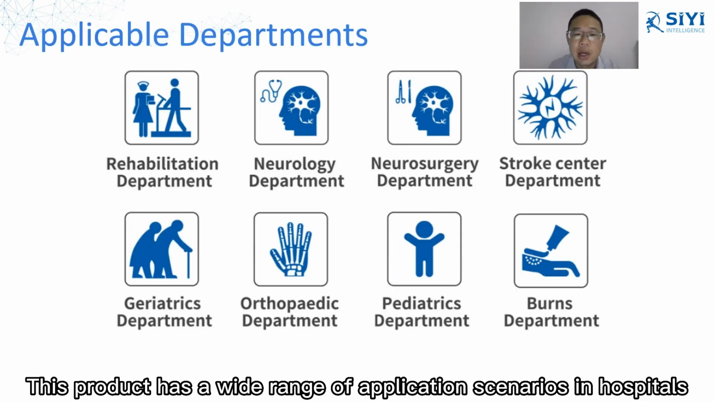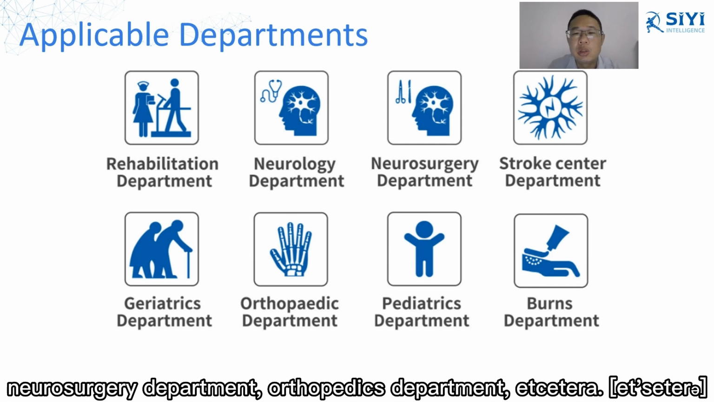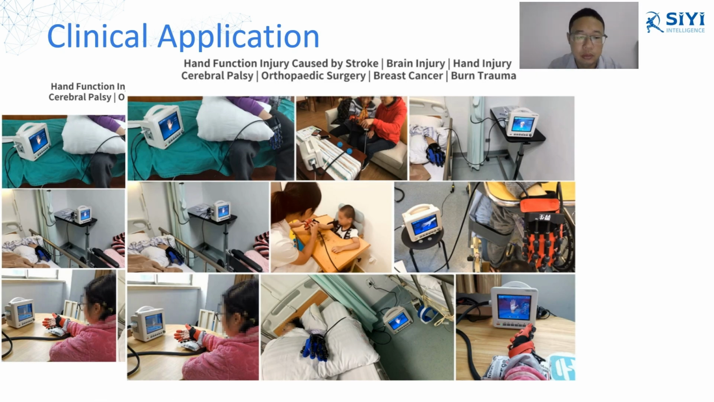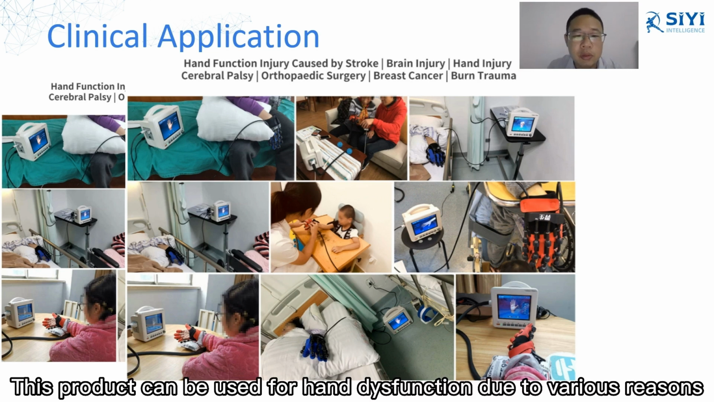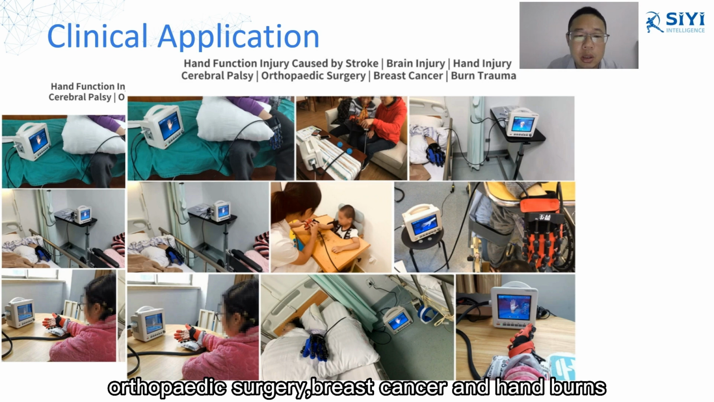This product has a wide range of application scenarios in hospital, such as rehabilitation department, neurology department, neurosurgery department, stroke center department, orthopedic department, and burns department. This product can be used for hand dysfunction due to various reasons, such as stroke, traumatic brain injury, cerebral palsy, orthopedic surgery, breast cancer, and hand burns.